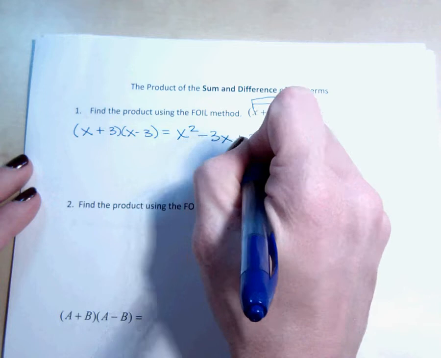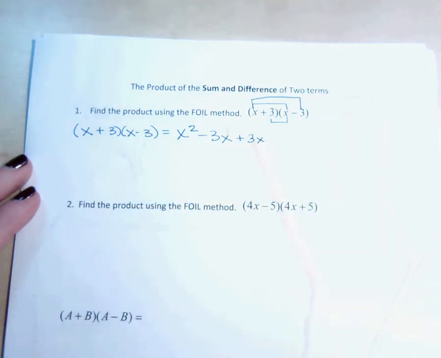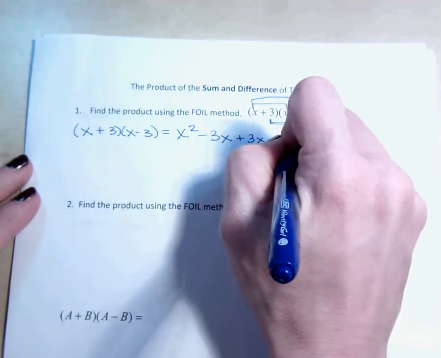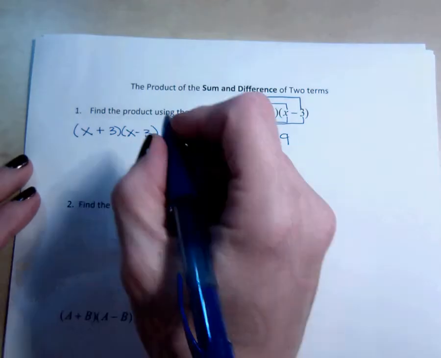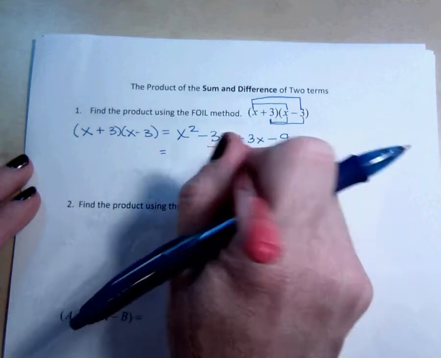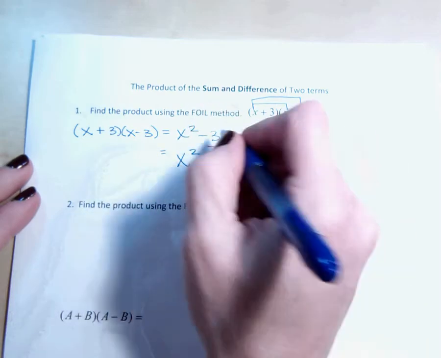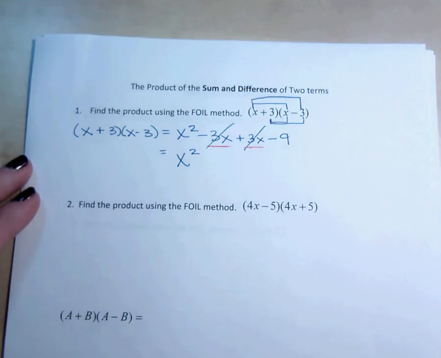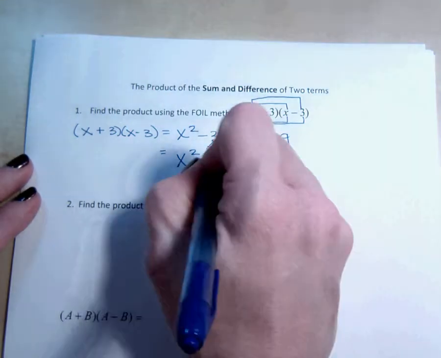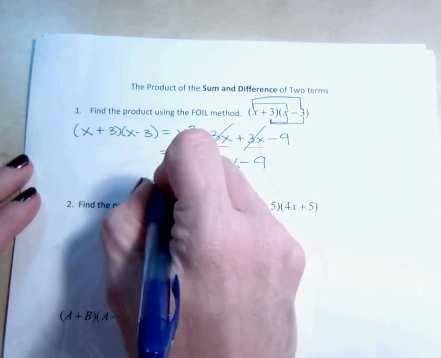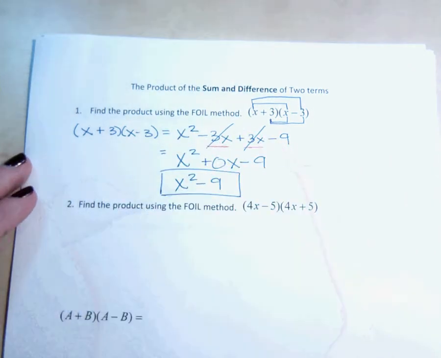The inside is going to give me positive 3 times x. That's going to give me plus 3x. And then the last two is a 3 times negative 3. It's going to give me minus 9. Now, notice when I combine like terms in the middle, what's going to happen? Well, you should notice that our x's cancel out, because a negative 3x plus a 3x is just 0x. But of course, we don't have to write the 0x. So our final answer only has two terms. It's a binomial, x squared minus 9.